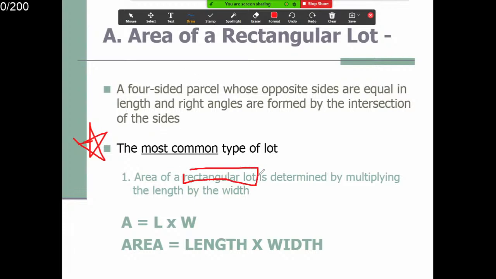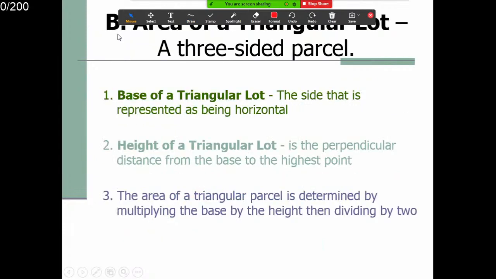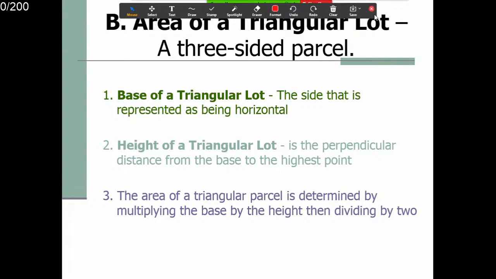The area of a rectangular lot is determined by multiplying the length times the width. Length times the width gives you the area. Next, a three-sided parcel is a triangular lot. It could be any shaped triangle.